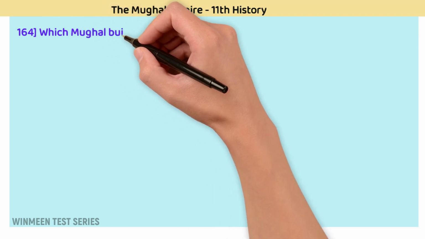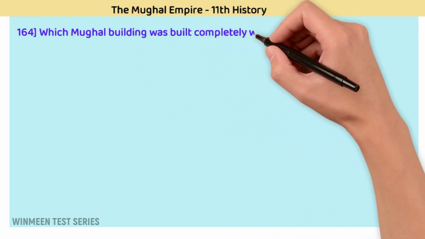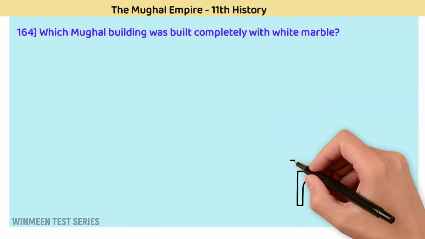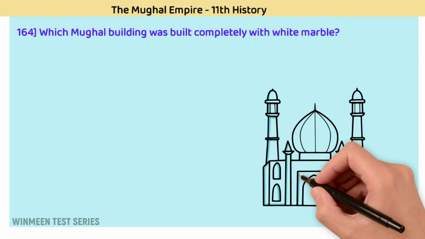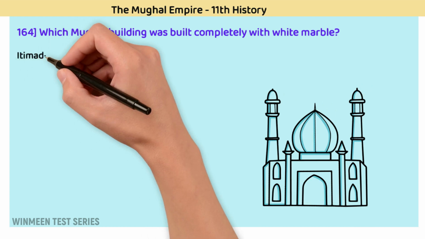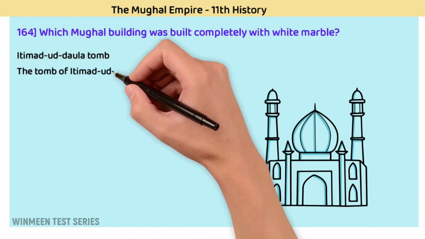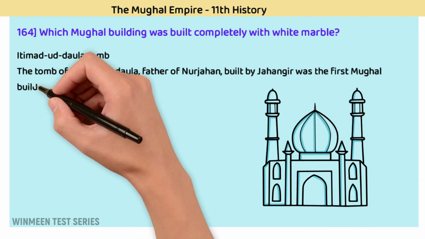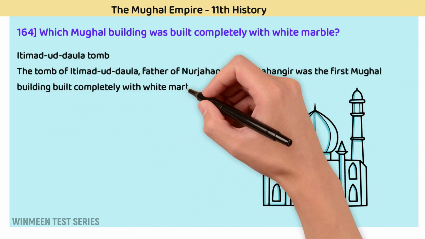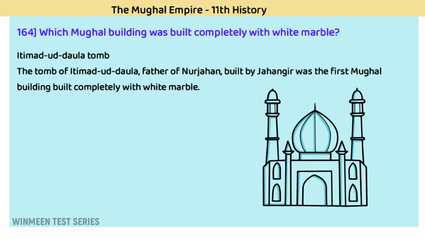Question number 164. Which Mughal building was built completely with white marble? The answer is Itimad ud Daula's tomb. The tomb of Itimad ud Daula, father of Noor Jahan, built by Jahangir, was the first Mughal building built completely with white marble.